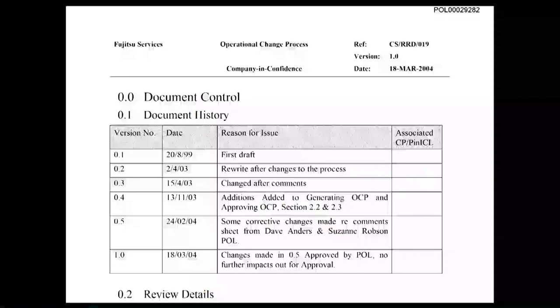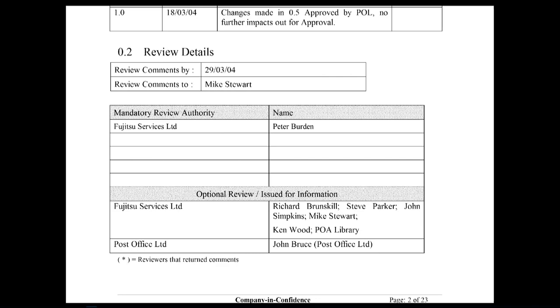All right, thank you. Sorry, Mr. Beer, but I just wanted to follow that up slightly. So, yes, can I follow up your follow-up and look at page 2 of the document, please? And scroll down, please. We can see the purpose for which the document may have been shared with the post office, because under the bottom section of that table, it says for optional review or issued for information.